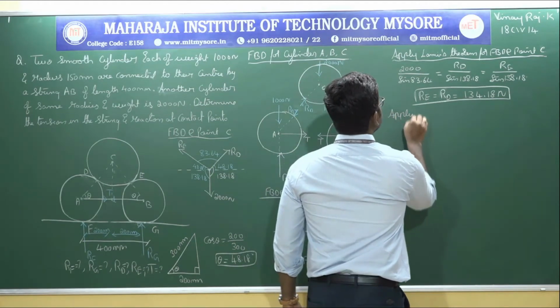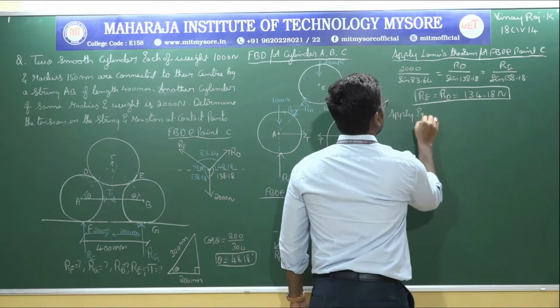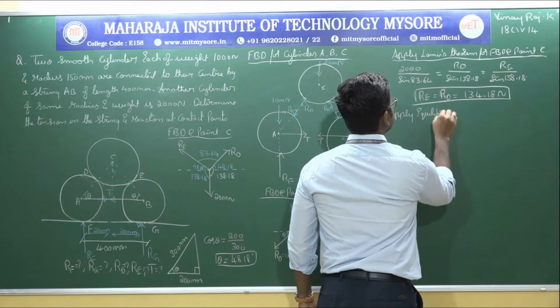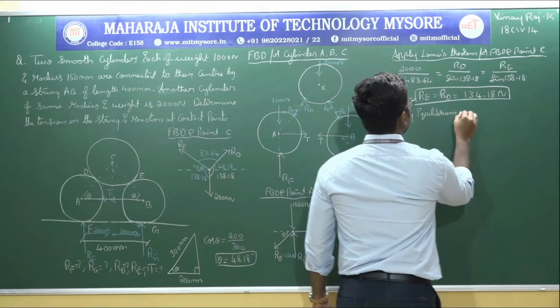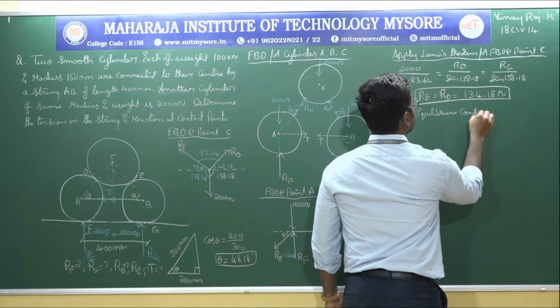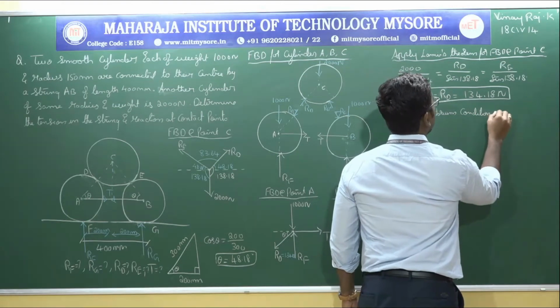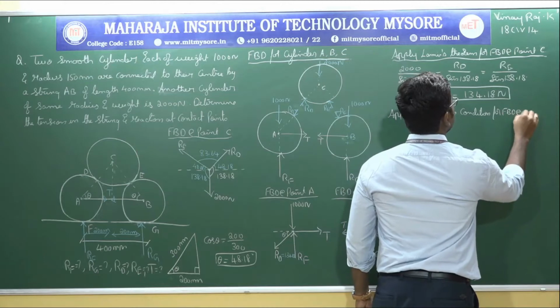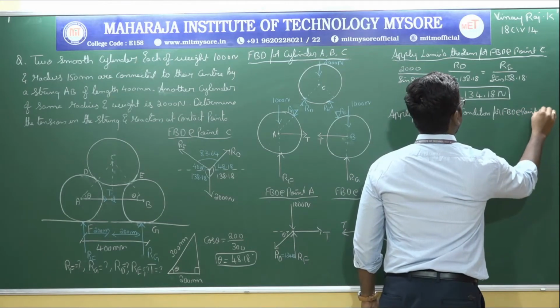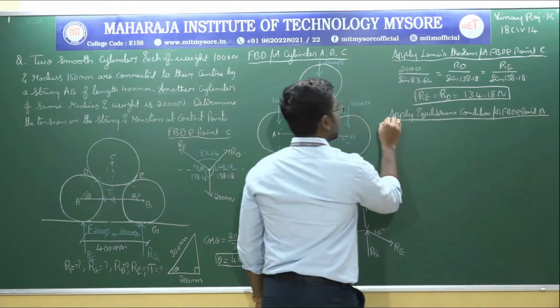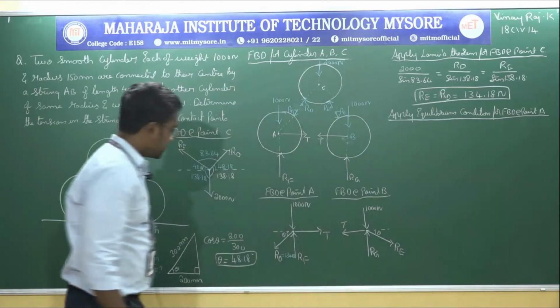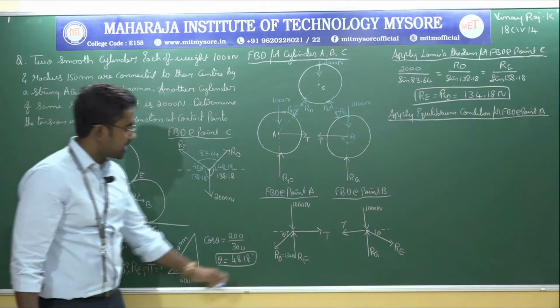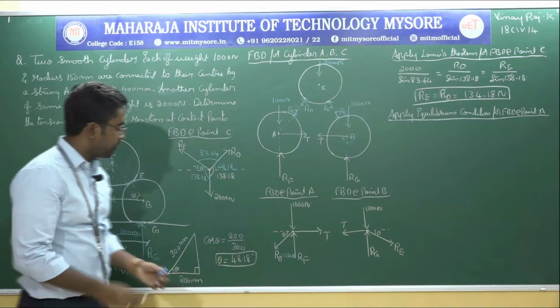So apply the equilibrium condition to find the unknowns for the free body diagram at point A. In order to apply the equilibrium condition, I need to resolve the inclined force.